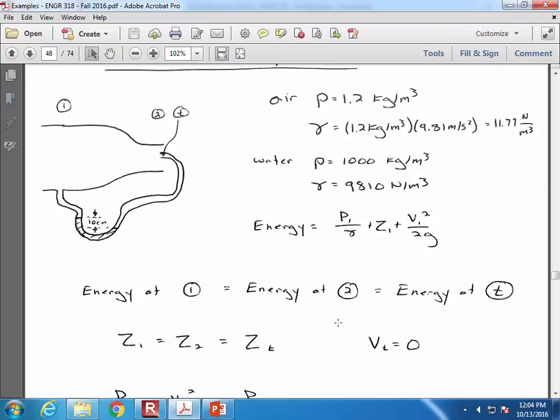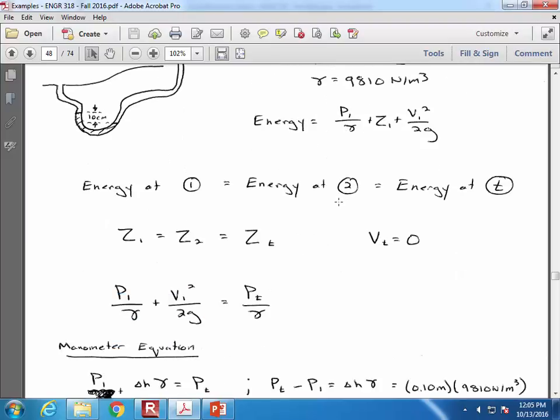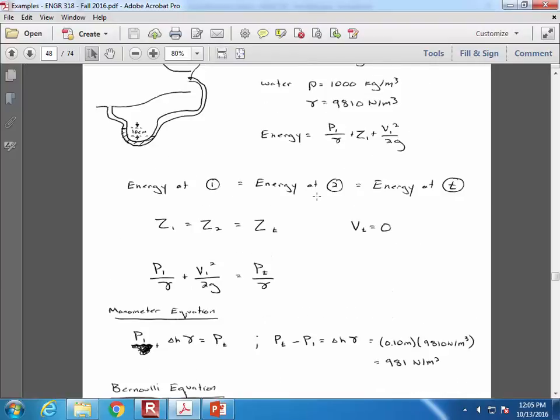For the velocities? No, that's not right. The manometer fluid is water, and so you use the gamma should be 9810. Okay, so the first thing we can do is find the difference in pressure between the 2 points, between what's in the tube and location 1. The manometer tells us the pressure difference is 981 pascals.